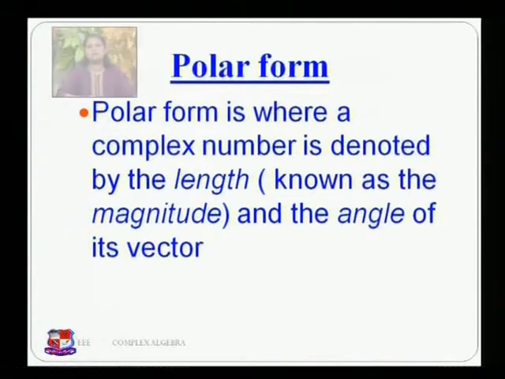Now the next topic is polar form. If you have to represent an alternating quantity in the form of a vector, then 2 forms are available. The first form is the polar form, the second form is the rectangular form. Polar form is where a complex number is denoted by a length known as the magnitude and the angle of its vector. So if you have to represent an alternating quantity by a vector quantity, the first choice is the polar form. Find the magnitude or length of the given quantity and find the angle. You can represent it in polar form.